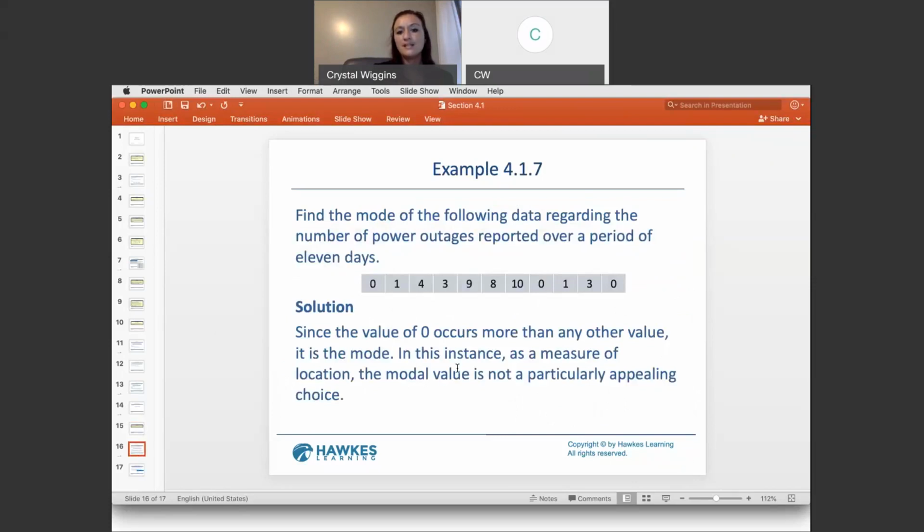Okay, in this data set, I find it easiest to identify a mode if I order my data set first from smallest to largest. Then I make fewer mistakes because all the same numbers are clumped together. I can see that 0 is repeated 3 times, 1 is only repeated twice, 3 is only repeated twice. So 0 is the mode because it's the only one that's repeated at the highest frequency of 3 times.